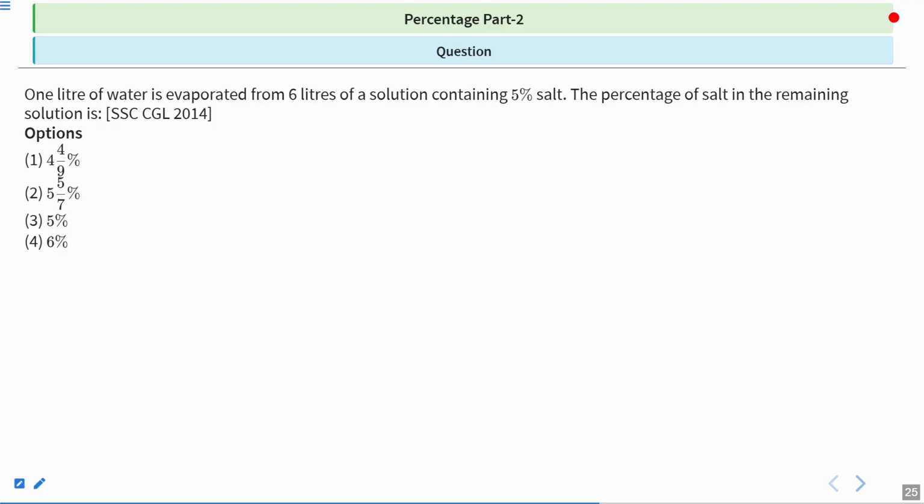1 liter of water is evaporated from 6 liter of solution containing 5% salt. The percentage of salt in the remaining solution is. This question is asked in SSC CGL 2014 exam. Now there are 4 options. First one is 4 and 4 by 9. Second is 5 and 5 by 7%. Third is 5%. Four is 6%. Now you have 10 seconds to solve this question. Your time starts now.